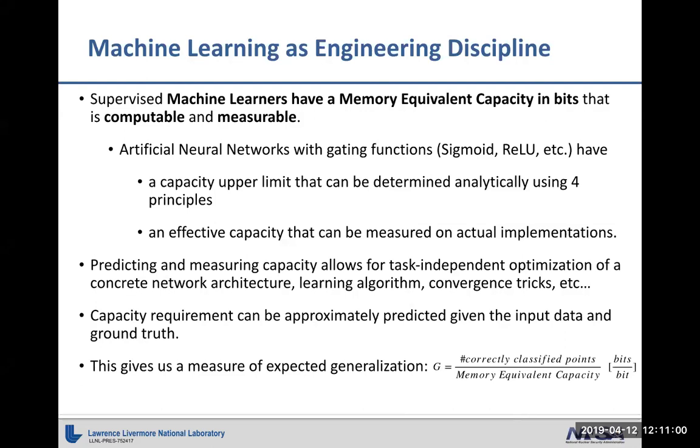So what I do is use a stupid machine learner, a learning-impaired machine learner, and approximate how well I could get once I make this not so stupid. And that gives us a measure of generalization. Basically, the generalization is the correctly classified points divided by the memory equivalent capacity, and that's in bits per bit. It's an expectation, obviously. Before we go there, let's start with real basic stuff.